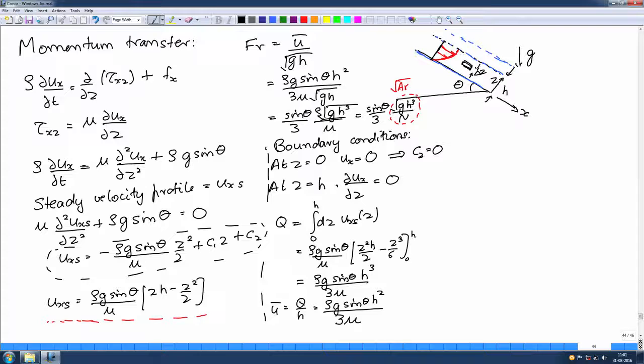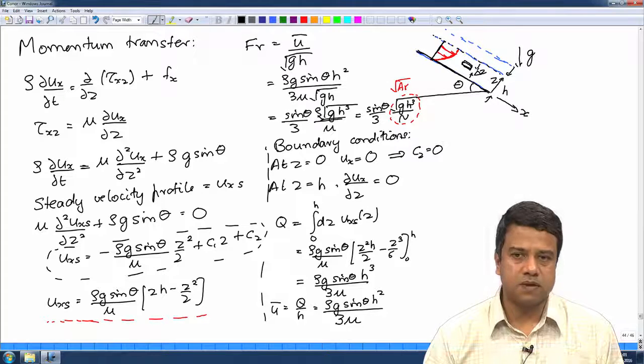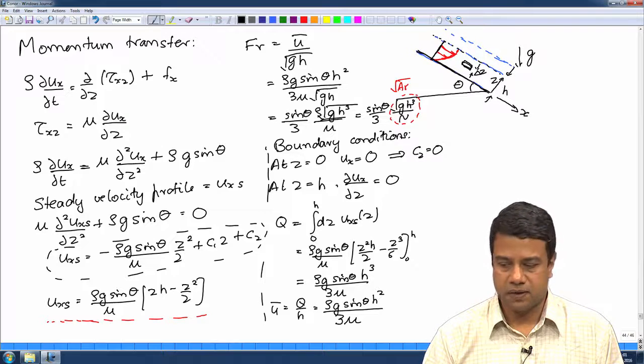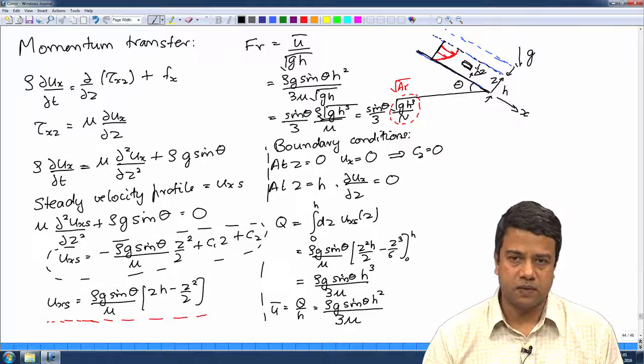If you recall, we had the flow down an inclined plane which was inclined at some angle theta to the horizontal, and because there is a component of the gravitational acceleration along that direction, this generates a fluid flow down the plane. And what we were trying to do was to find out what is the velocity profile, what is the average velocity, and whether we can get an expression for the Froude number, the dimensionless number in this case.